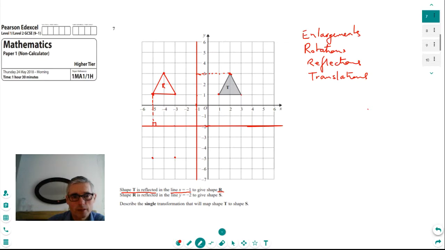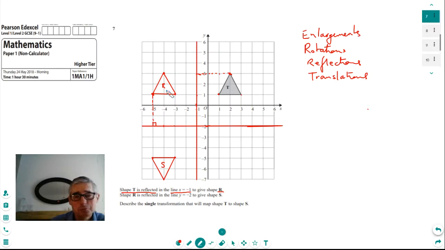Finally, this point is 5 squares to the line, and we're going to go 5 squares on the other side, which is going to take us there. So you can see 1, 2, 3, 4, 5. And again, we join them up. So there we go. And this is shape S.